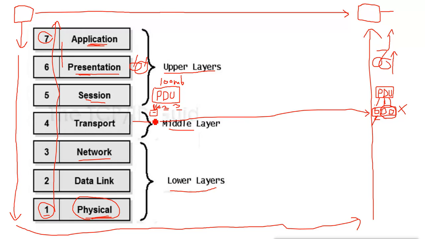Suppose it is sending FTP protocol data. The destination machine is running, and this machine's transport layer asks, are you ready to accept the data for FTP? Now the destination machine will check whether the FTP service is running there or not. If the FTP service is not there, then it will say no, I am not ready to take the data because I don't have this service.